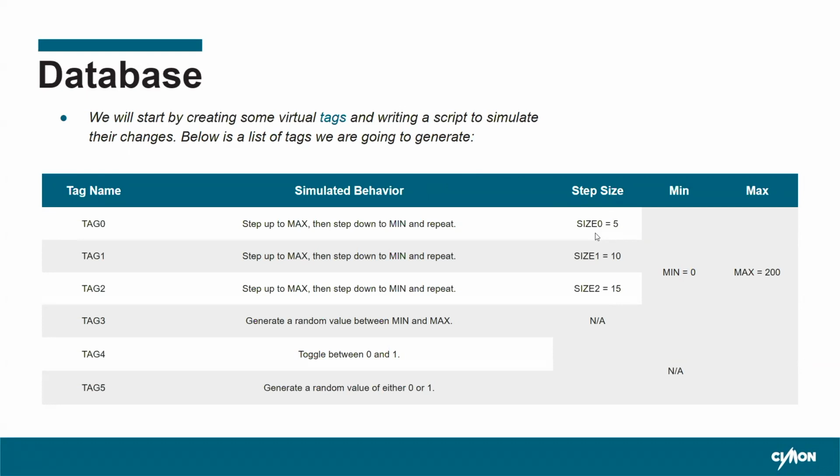So in this example, these are all virtual tags, but more often than not, you'll be using tags to control real elements. Like your field IO, like turning a pump on and off, or reading an analog value from an HMI or PLC.